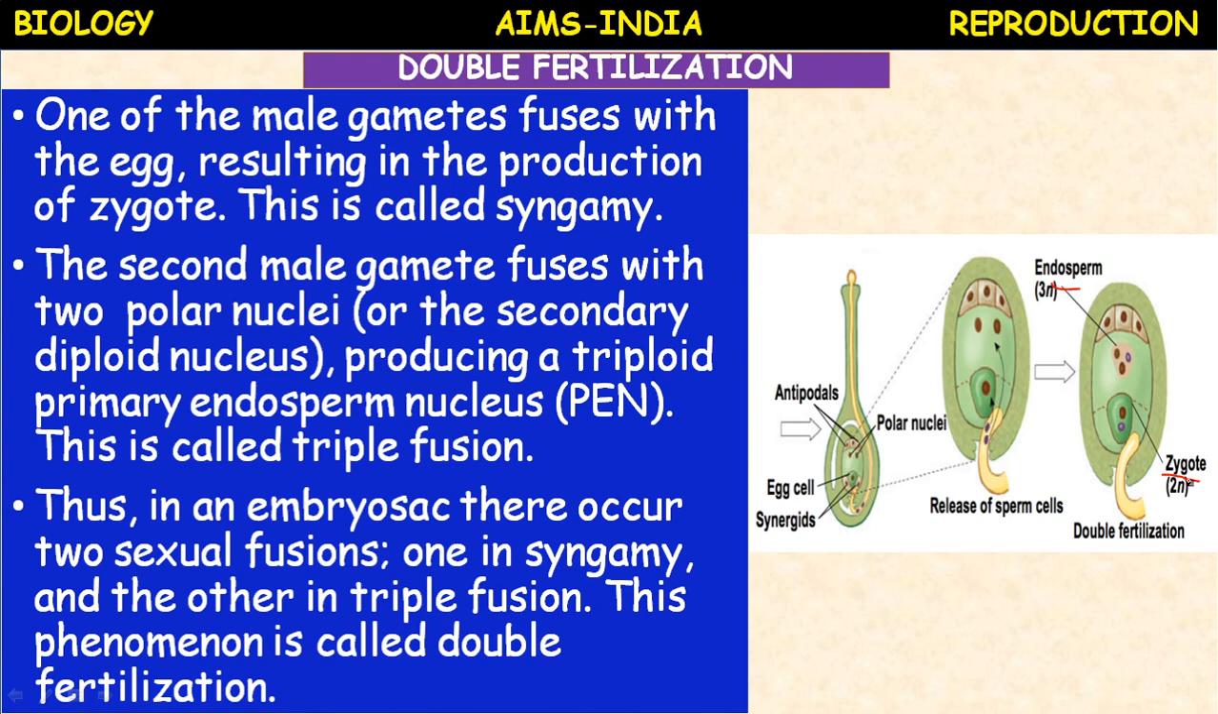So this is the unique feature, double fertilization and triple fusion. It is a unique feature of typical angiosperms. And this endosperm nucleus develops into endosperm, while the zygote develops into an embryo. So this is the process of fertilization.